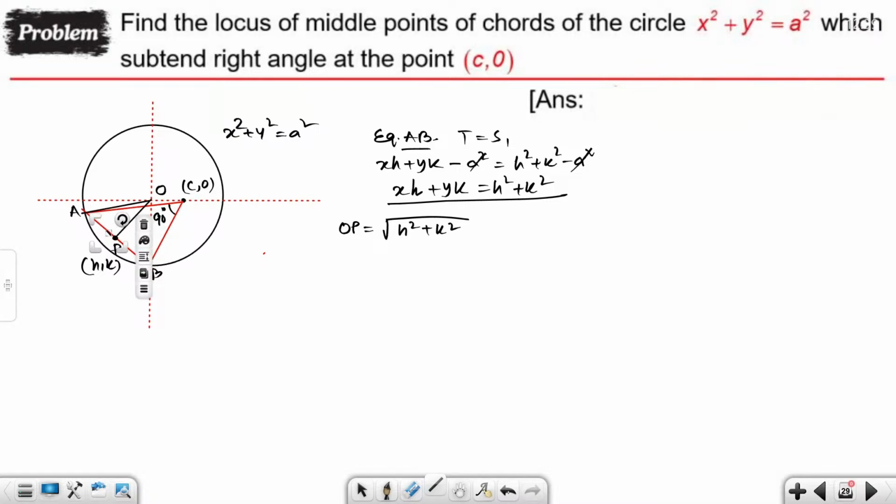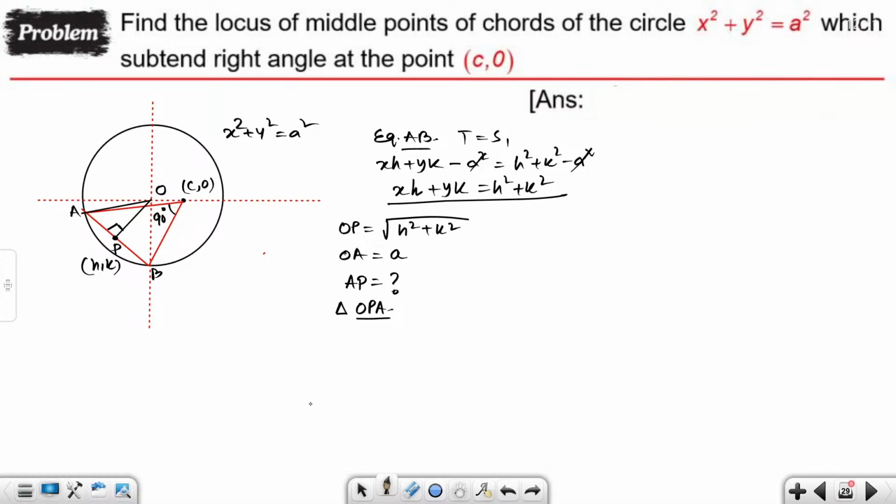But OA is basically the radius, which is nothing but a in this case. Am I correct? So, somehow if we can find out AP, then we will use the Pythagoras theorem for the triangle OPA to get a relation between h, k and the constants. But how to find out this AP? That's a billion-dollar question. Okay.